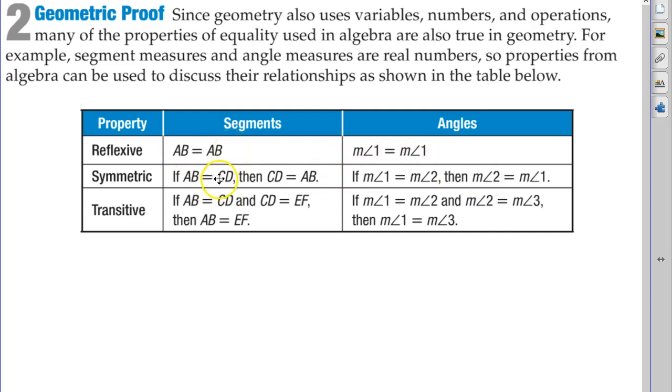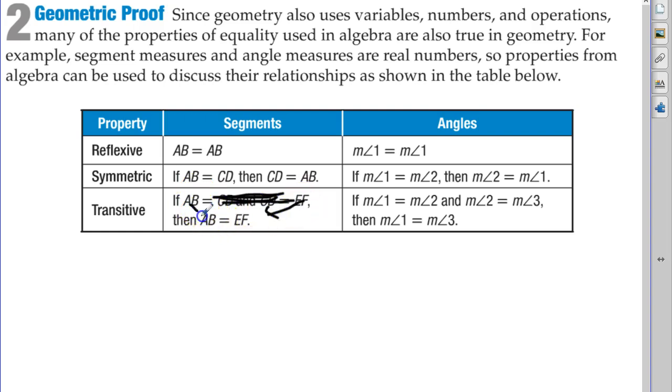Symmetric, if we have AB equal to CD, we can swap the order and say, okay, CD is equal to AB instead. Same thing, if measure of angle 1 equals measure of angle 2, we can say measure of angle 2 equals measure of angle 1. Okay. And then transitive, if AB has the same length as CD, and CD has the same length as EF, I can just drop out CD. Just say, you know what, CD, get out of the way, you're done, we don't need you. And just tie AB to EF.